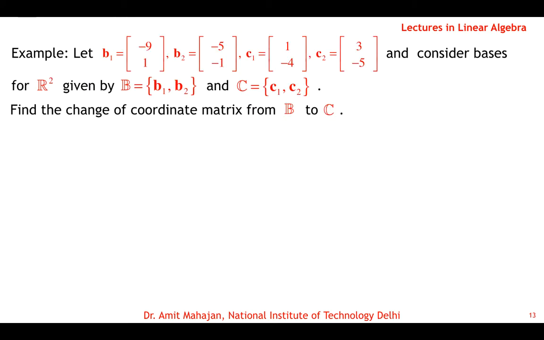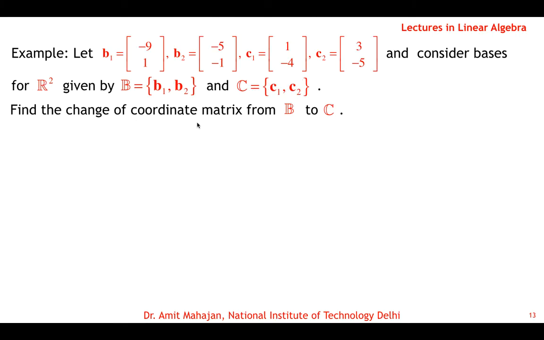Let us take one example here. Let you have B1 vector, B2 vector both in R2, and C1, C2 are also in R2. Consider a basis for R2 given by B, which is two vectors B1, B2, and C is also a basis consisting of vectors C1 and C2. This is a basis for R2 because there are two linearly independent vectors, so they will span the whole of R2. Similarly, C1, C2 are linearly independent, they will span the whole of R2. So both are bases.